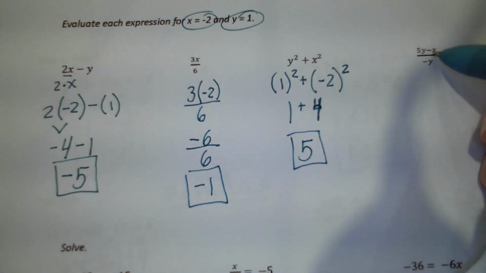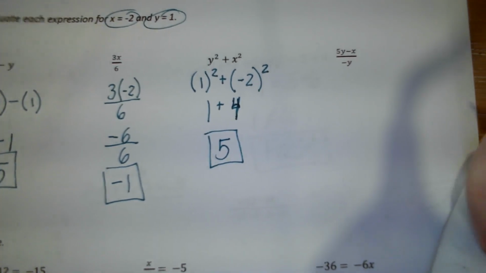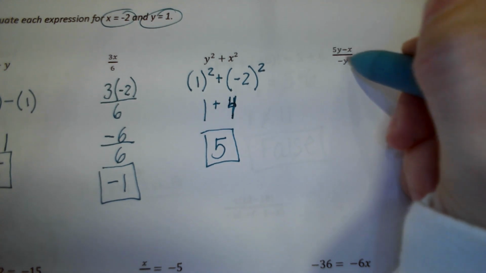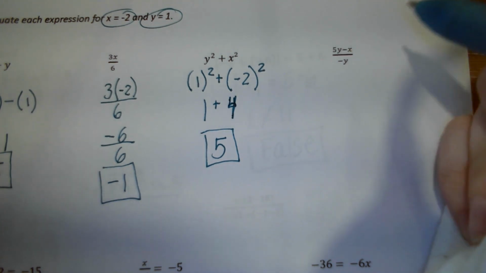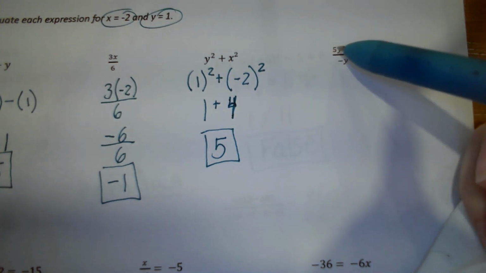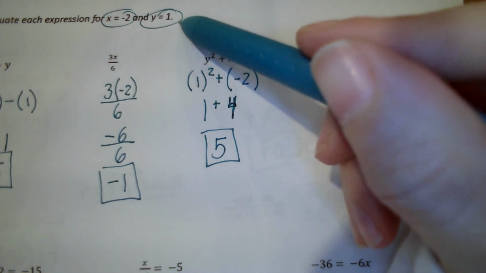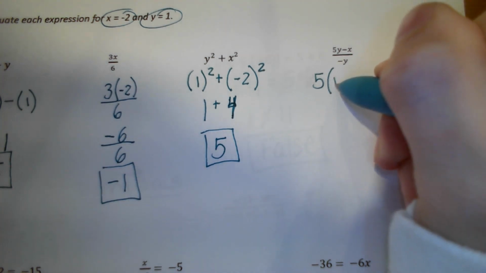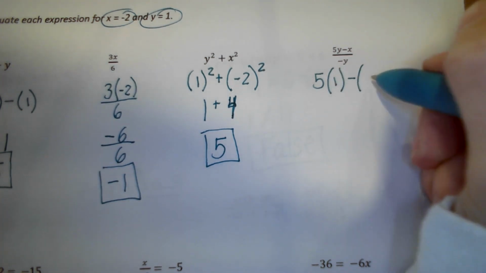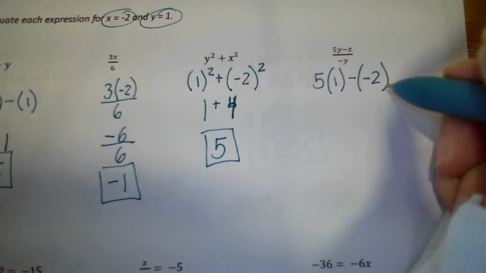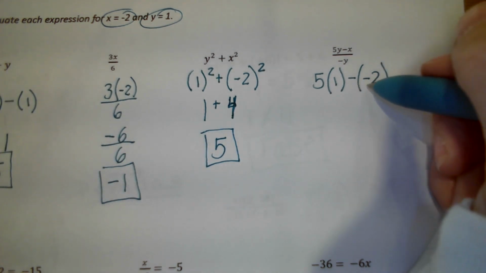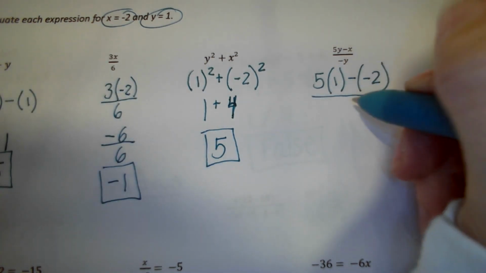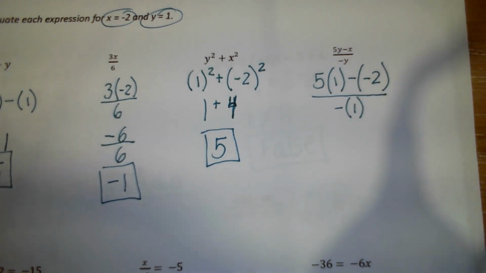Next up, we have 5y minus x over negative y. So I have a number of variables now. I have the y included twice. So I'm going to replace both y's with positive 1. So 5 times 1 minus negative 2. Again, use parentheses. Again, you can already see y. And then we put that over negative y, which is negative 1.